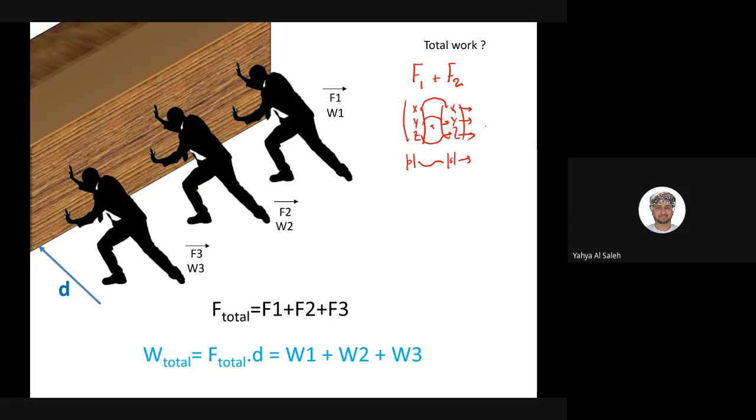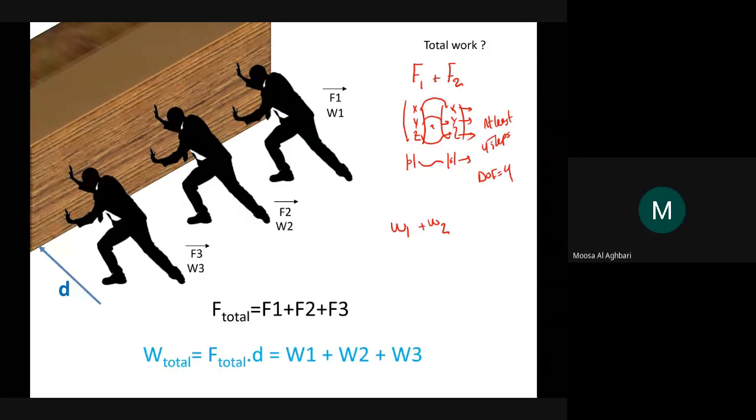So here I need at least 4 steps. 1 for adding x plus x, 1 adding y plus y, and 1 for adding z plus z, 1 for adding the magnitudes. Minimum. So it means degrees of freedom equals 4. While if I just do W1 plus W2, how many steps do I need here? 1. Just 1 step. Which computationally means it is much, much faster.